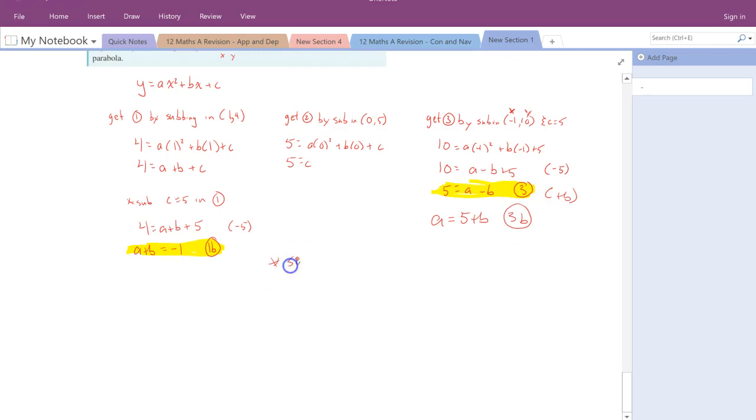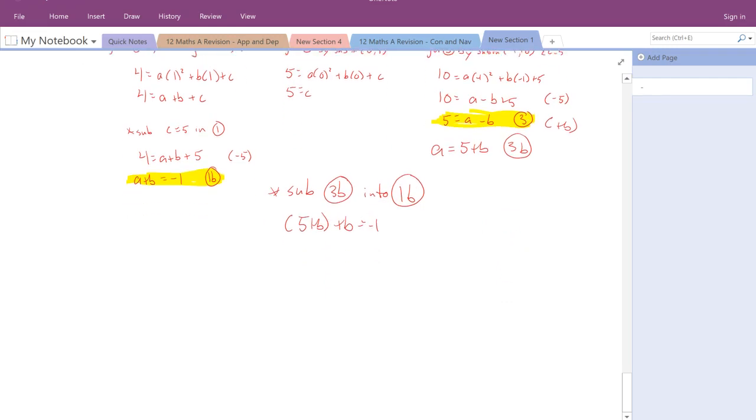What we're going to do is sub 3b into 1b. So instead of a, I'm going to write 5 plus b equals negative 1. Obviously 5 plus 2b equals negative 1. So I'm going to subtract 5 from both sides. So 2b equals negative 6, and I divide both sides by 2. So b is going to equal negative 3.